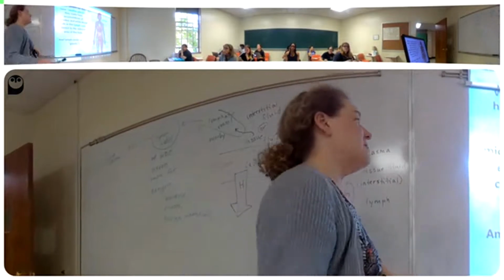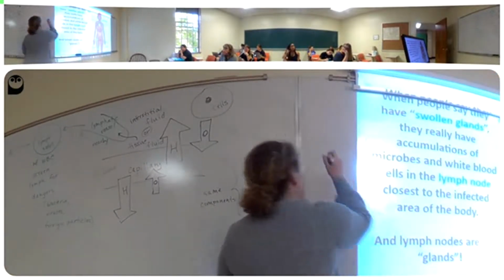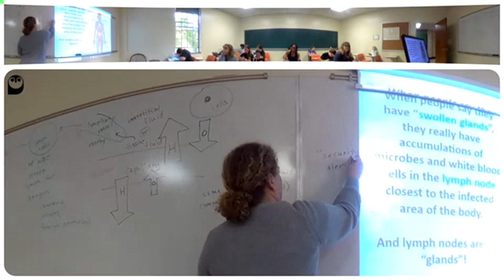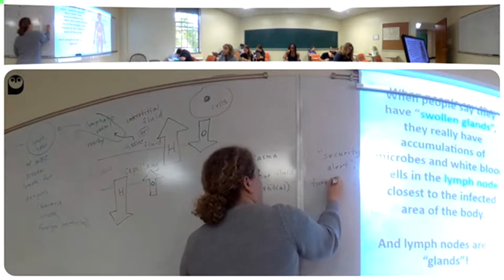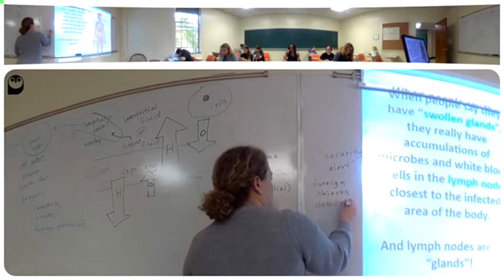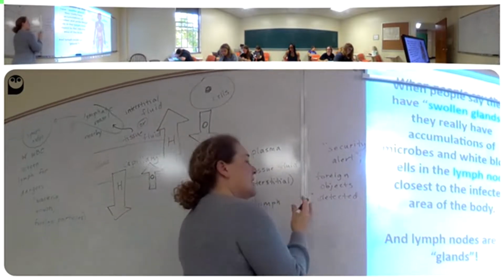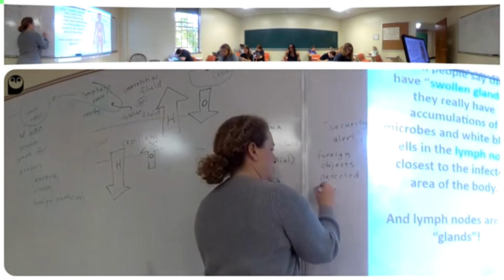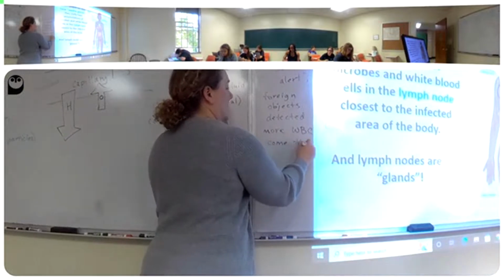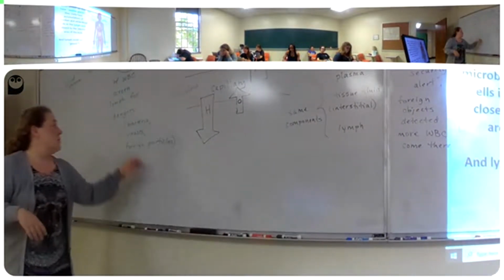So the time when lymph nodes are going to swell up is when they have a security alert. There's foreign objects detected. And the reason that they're swelling up is that more white blood cells are going to come to that lymph node and try to assist with the immune response to whatever dangerous thing was just discovered there.